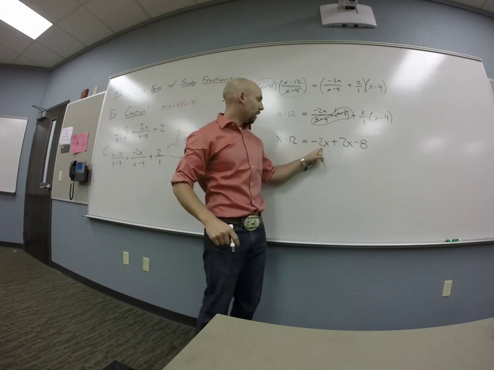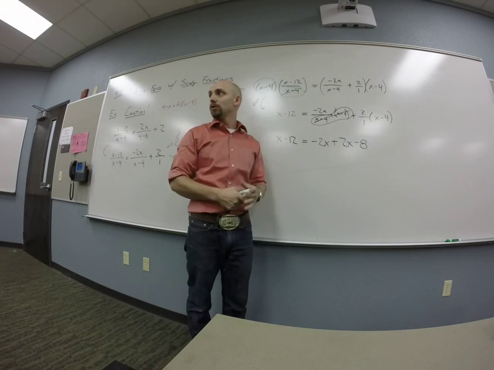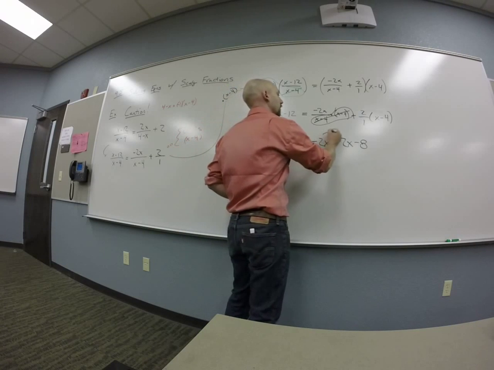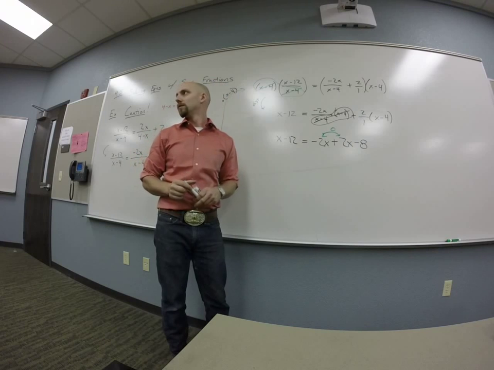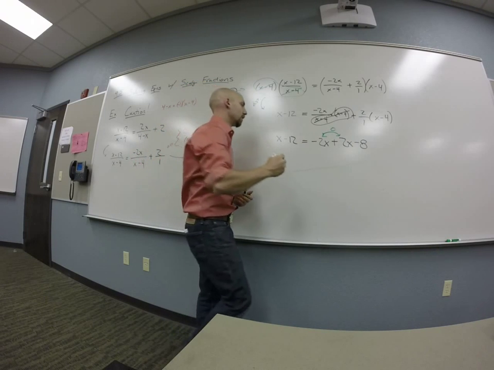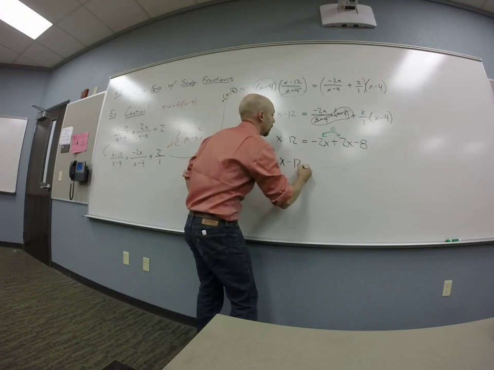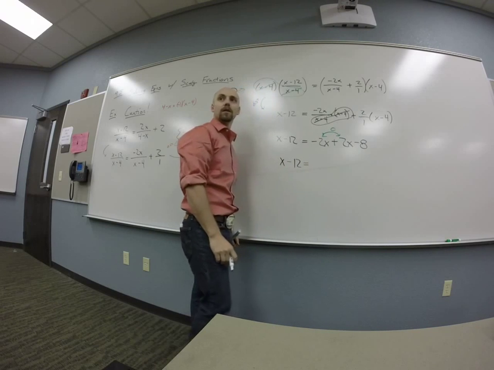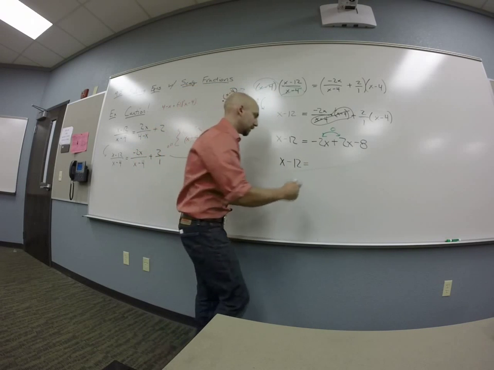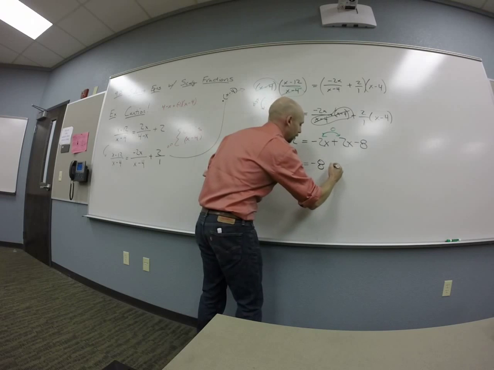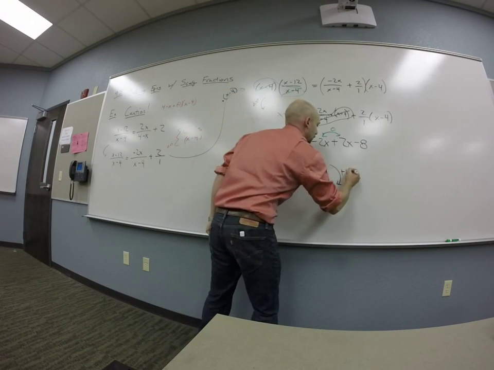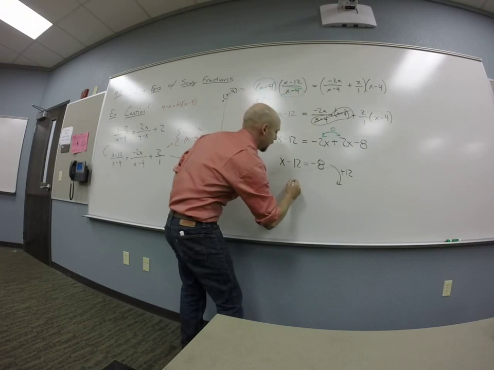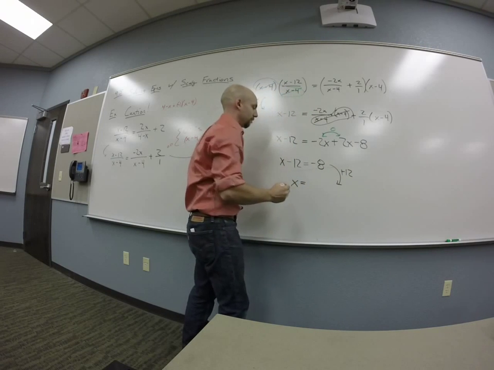Yeah, there's a minus 2x, a plus 2x. Those sum to 0, right? So this is a 0. So I can drop those, right? So I get an x minus 12 equals minus 8. Now what do I do to both sides? Add 12. Okay, so I get a x is 4.